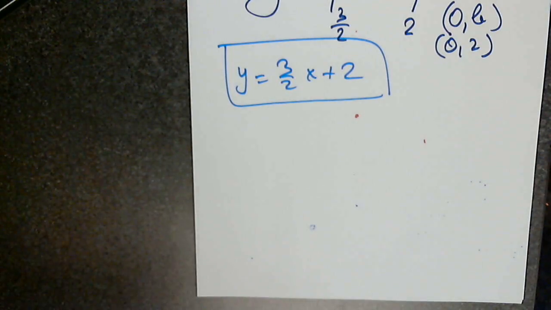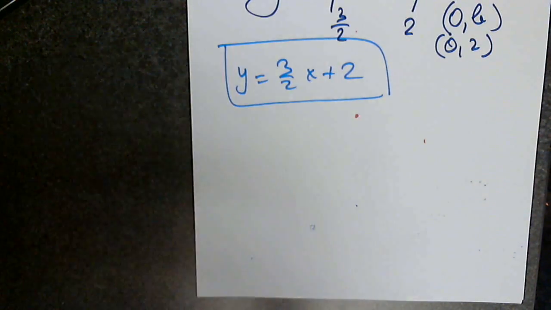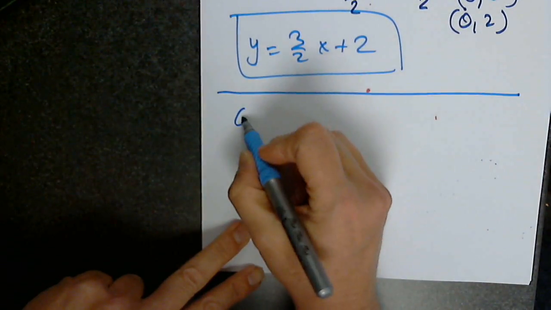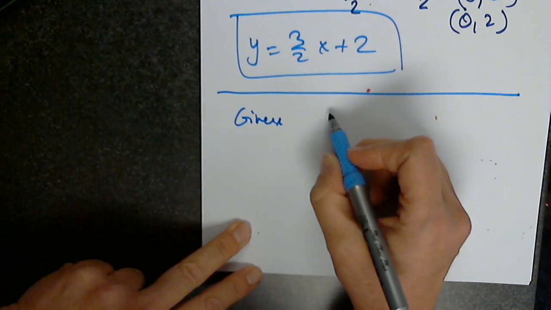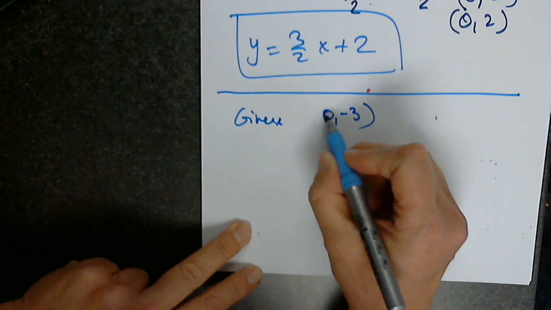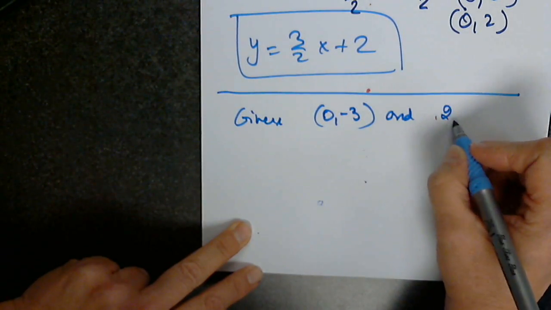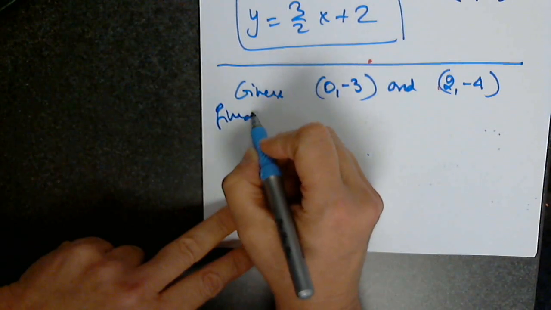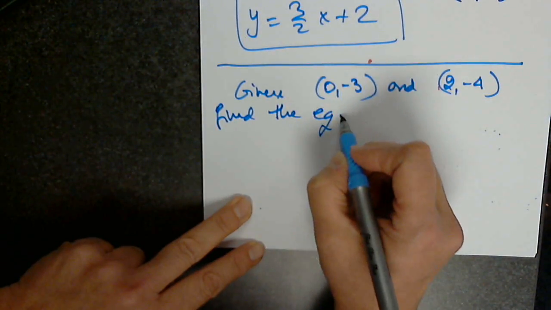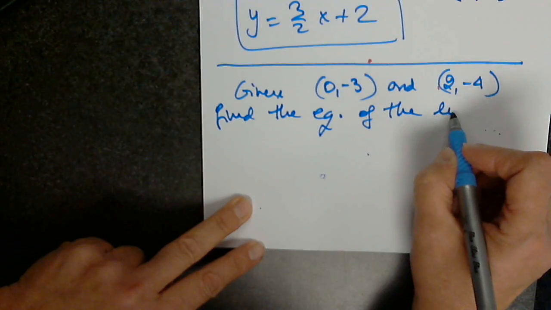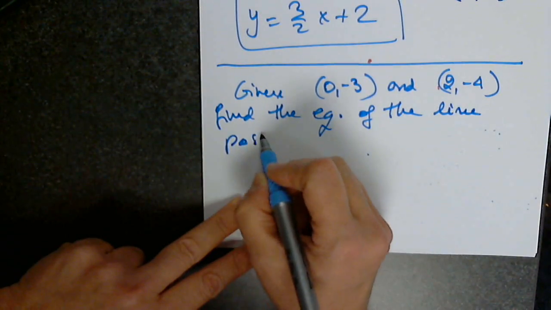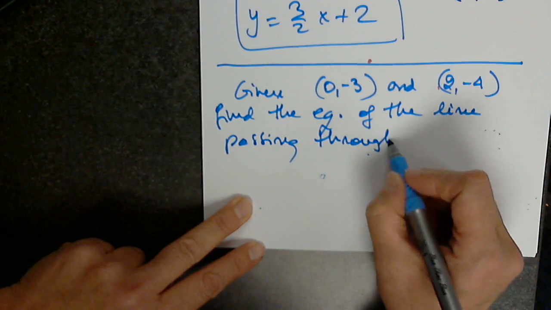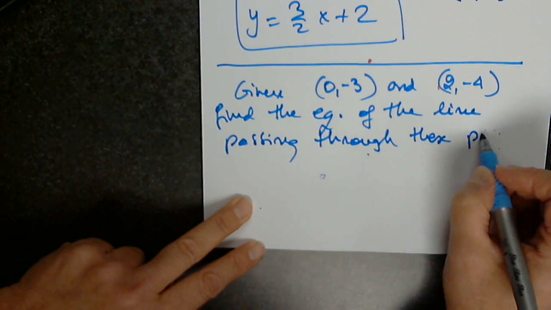Okay. So now I would like to, we are given, so this is a different problem. Given (0, -3) and (2, -4), find the equation of the line passing through these points.